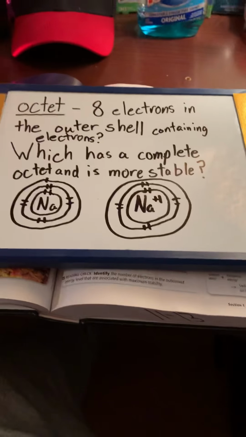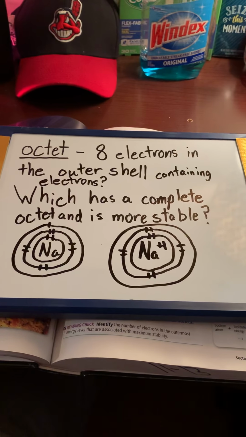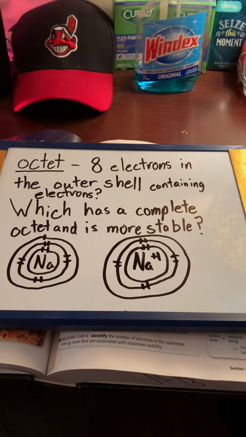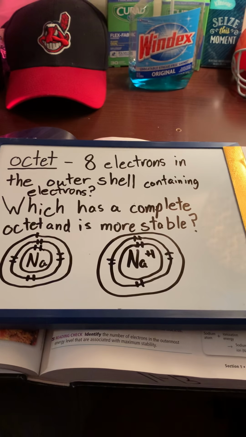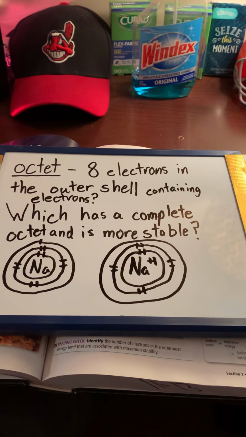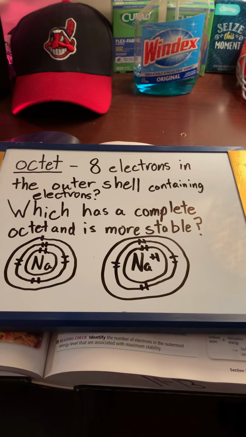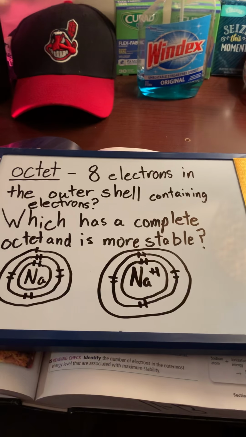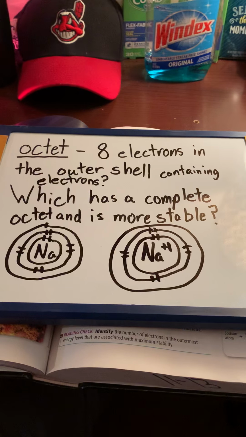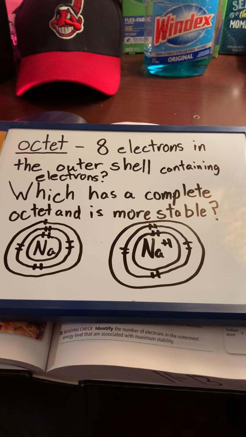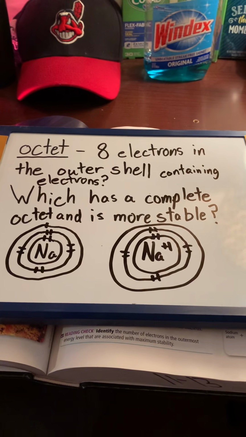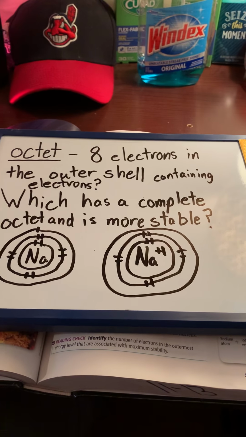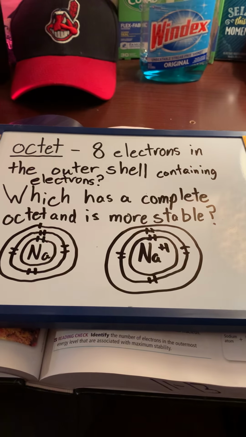So the octet rule says that the outer shell containing electrons can have 8 electrons. If you fulfill the octet rule, that means the outer shell has 8 electrons. I gave you an example at the bottom and asked you a question. Which has a complete octet and is more stable? Having a complete octet makes an atom more stable.